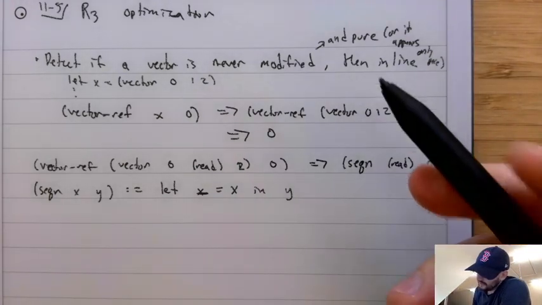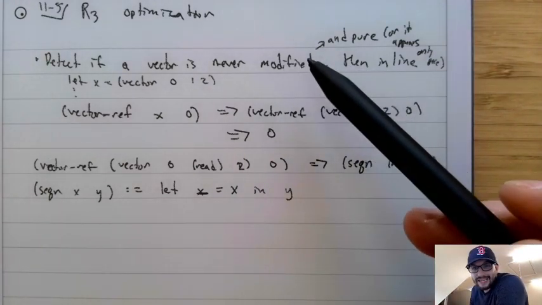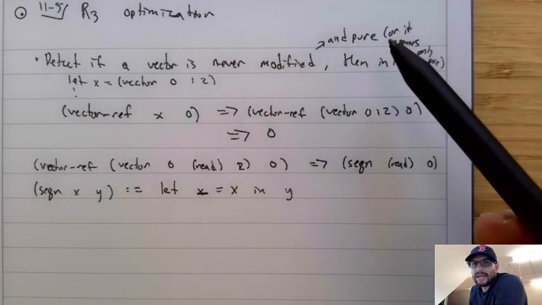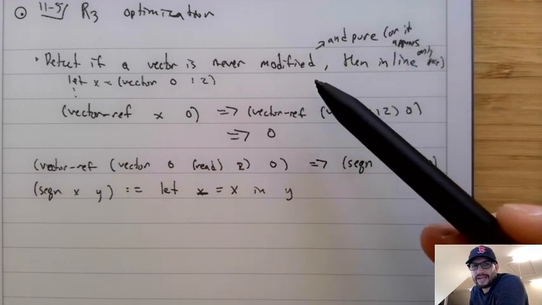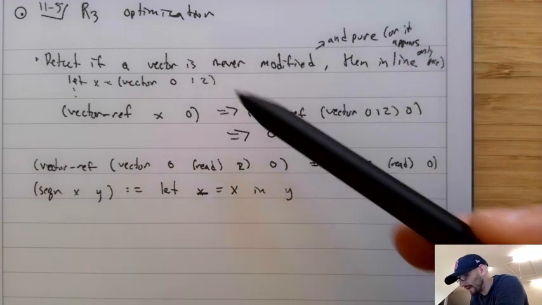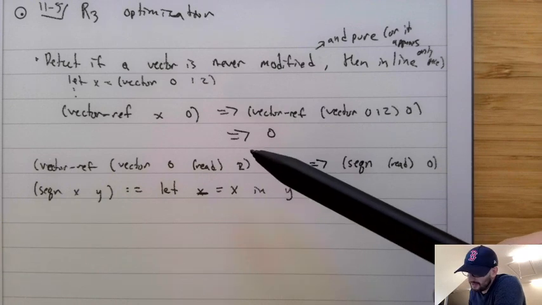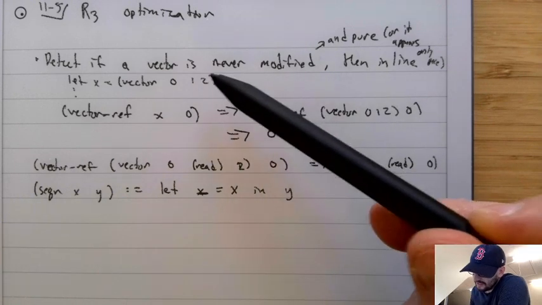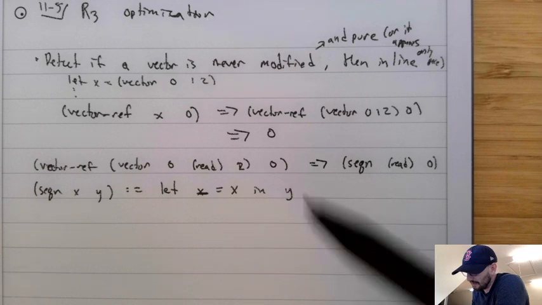Yeah, so those are the things that we could do. Pure meaning that it doesn't contain reads or set bangs or anything like that. But if it appears only once, then we can do it right now. But of course, you can't move where the effect would happen. So you might need to pull the effect out and then merge things down. So what am I trying to say there?